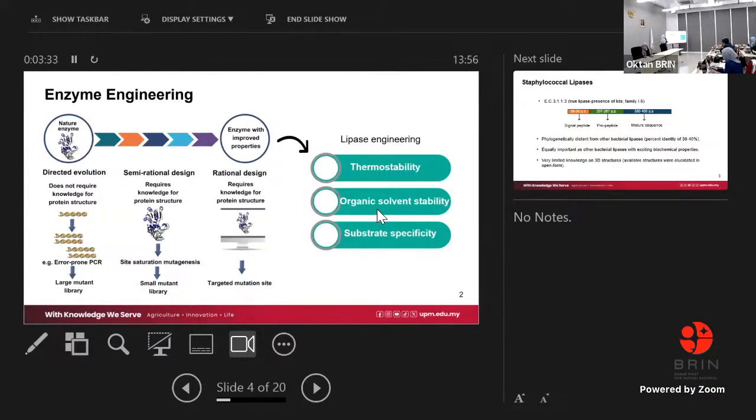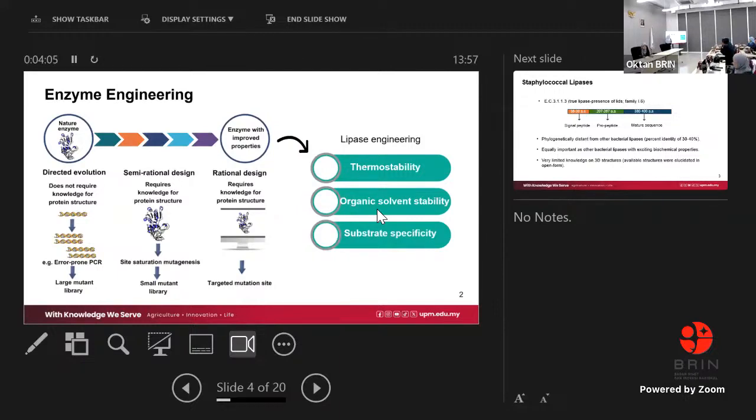During the years where there was a very limited number of protein structures, directed evolution was mainly used to engineer proteins. But with the rising numbers of protein structures in the Protein Data Bank, we now have more knowledge on protein structures. So we can use the protein structures to do semi-rational design and also rational design to find or to mutate a specific mutation site.